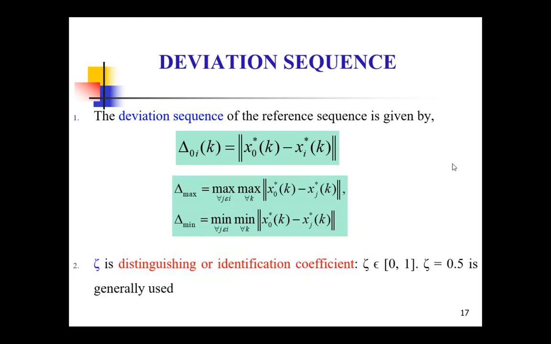Here we might use a term called the distinguishing or identification coefficient. Normally this value ranges between 0 and 1, but in most cases we consider it as 0.5, the middle value of 0 and 1. So we will be considering this.